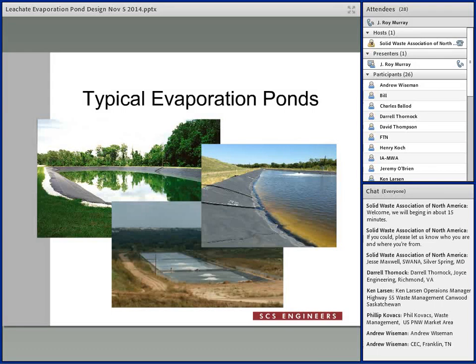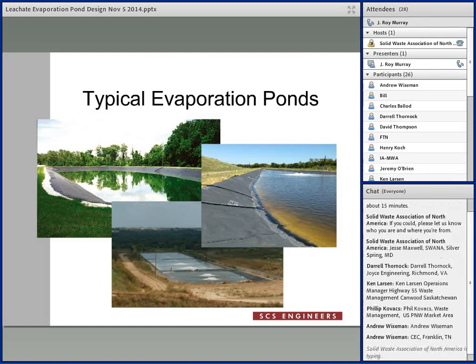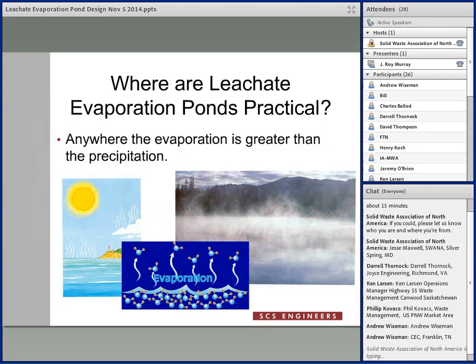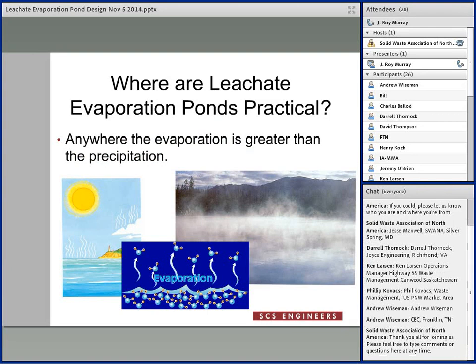Typical leachate evaporation ponds. You'll see singular ponds, multiple ponds, aerated ponds, and non-aerated ponds. And today we'll be looking at the aspects of any of those. Where are leachate evaporation ponds practical? Well, it makes sense. They're going to work on areas where your net evaporation is going to be greater than your precipitation.